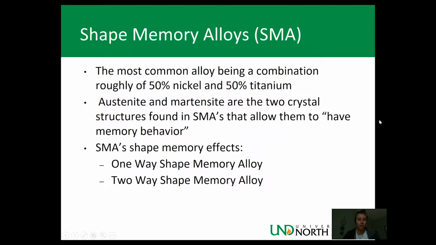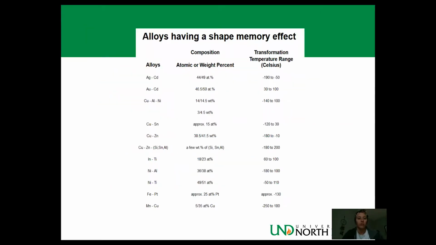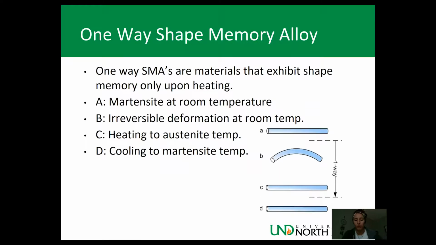All right, so the most common shape memory alloy is a combination of roughly 50% nickel and 50% titanium. There are two crystal structures that allow them to have this memory behavior, and they are austenite and martensite. There are two shape memory effects for shape memory alloys: the one-way shape memory effect and the two-way shape memory effect. So here is a table of the different shape memory alloys that have the shape memory effect.